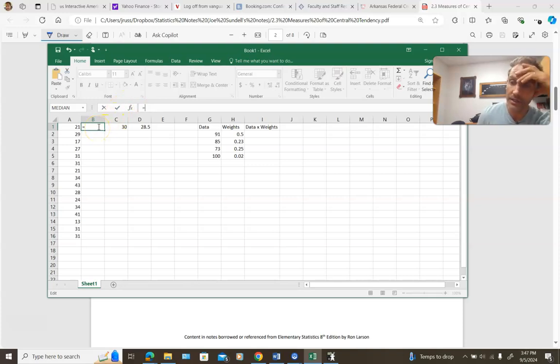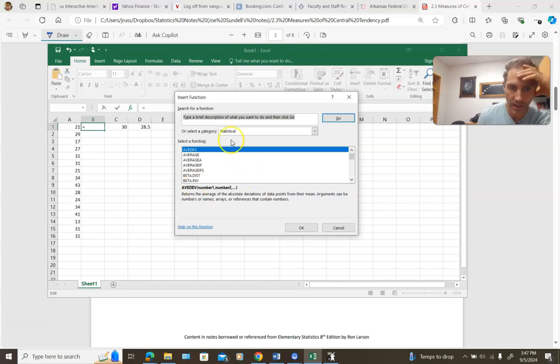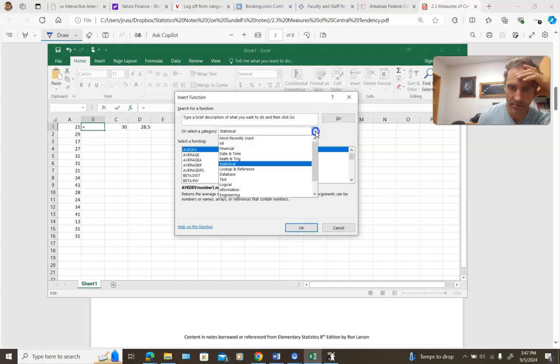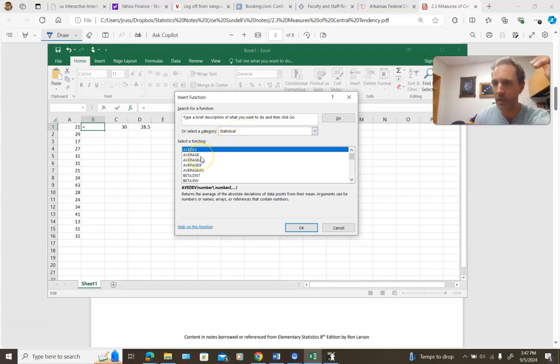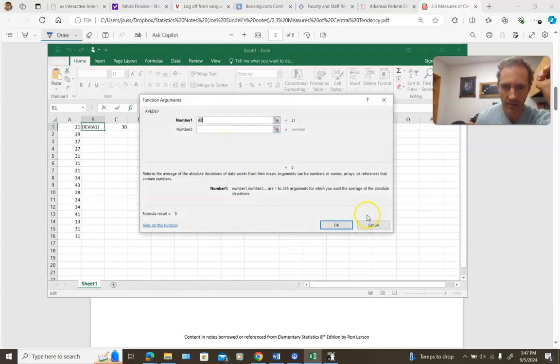Now I can tell Excel to calculate something from this column of data. If I come over here, you guys will probably have to come down here where it says more functions and make sure that you have this category selected. By default, I don't think it's there, but you can select it, statistical. That way it'll give you a list of statistical operations instead of other types of operations. Okay, so I click OK.